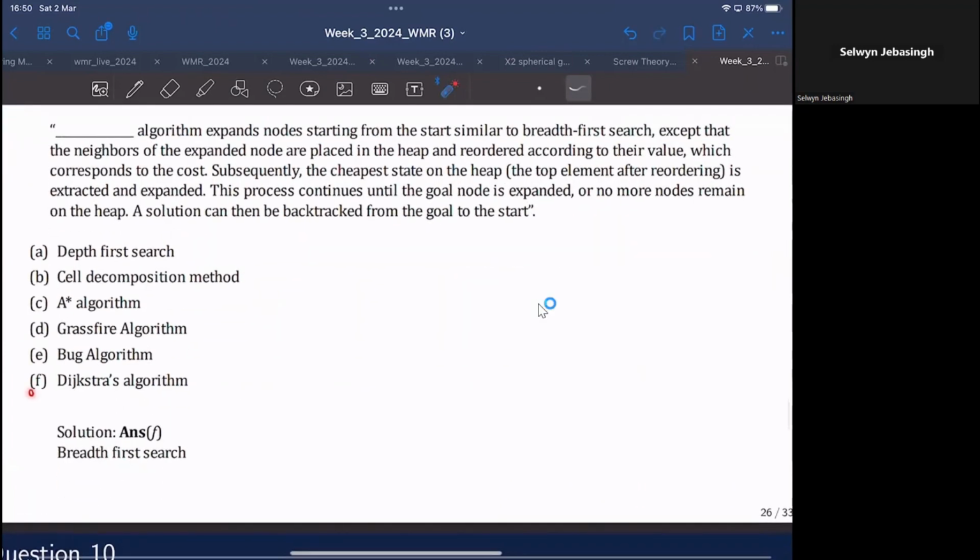Yeah, so the option is indeed F. Option is F, but it's not breadth first, it's indeed Dijkstra. Yeah, maybe there was a mistake in this answer key, but option F is indeed the correct answer.